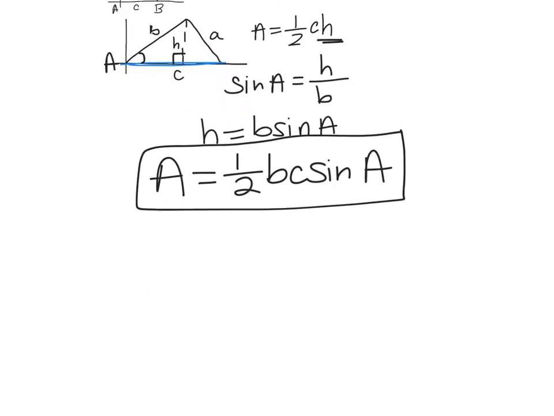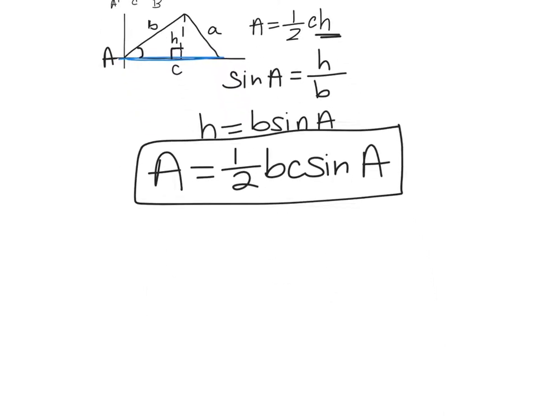Also, all the other ones work too. 1/2 AC sine B. So whatever these sides are, this will be the angle between them. SAS, side angle side.